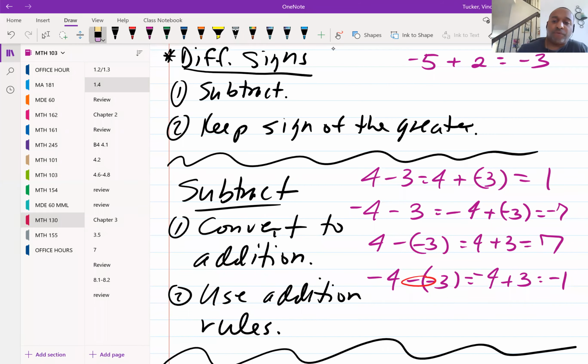Now, the third one and the fourth one, you don't have a choice because a negative to a negative turns positive. So we have 4 minus negative 3 and negative 4 minus negative 3. Those negatives being applied to negatives, I believe we talked about it last class when we dealt with opposites. A negative to a negative turns positive. So that turns into 4 plus 3, which is 7, and then negative 4 plus 3, and that's when we'll get negative 1.